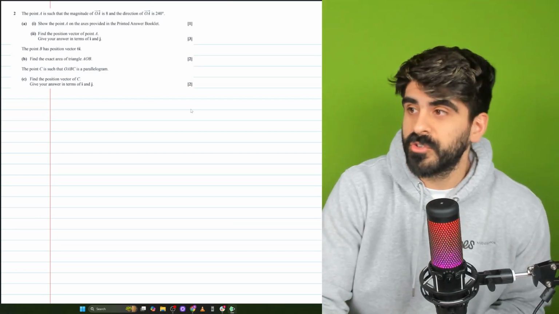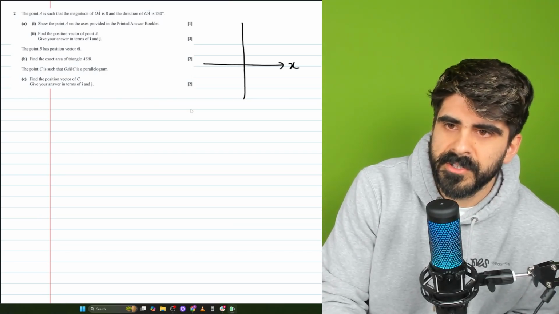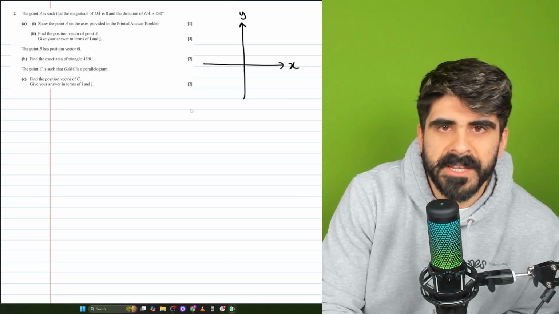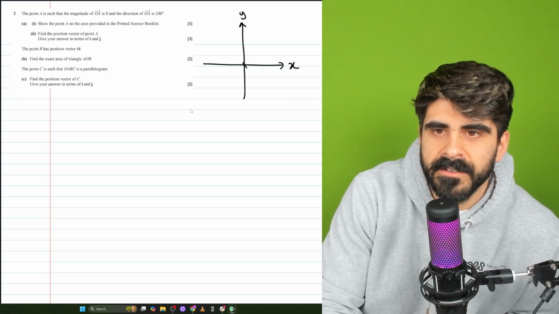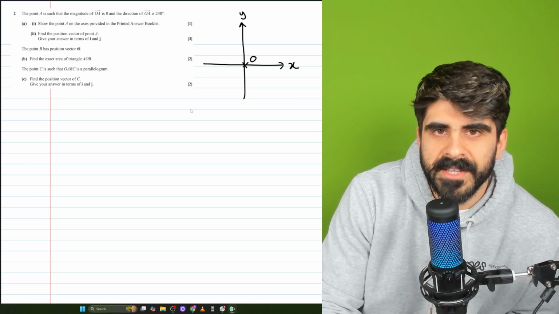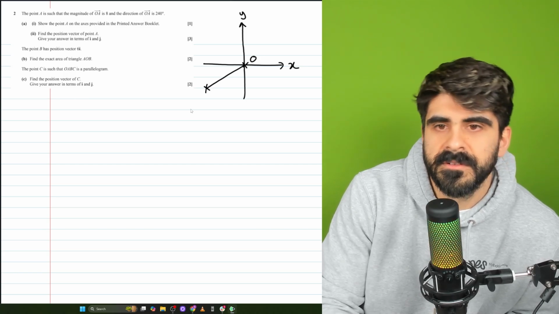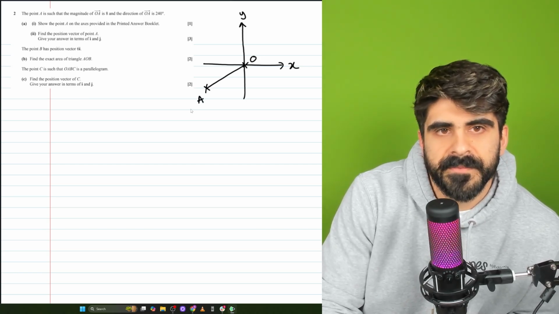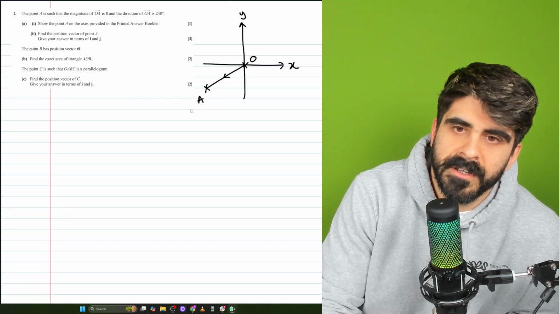Okay, that's a really strange way of doing things, but I need no answer booklet for that. So they mean a bearing, right? The point A is such that the magnitude of OA is 8 and the direction is 240 degrees, which is here. Show the point A on the axes provided. Find the position vector of point A.